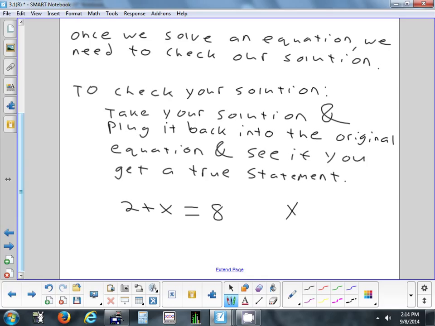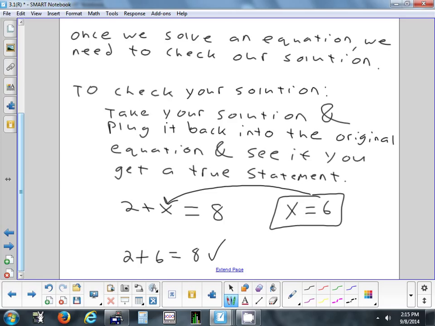And we're going to explain the steps to solve it, but let's say you got this as your answer. The way you check to see if this answer is right, you take what you think your answer is, you plug it back in right there, and you get 2 plus 6, and the question is, does 2 plus 6 equal 8? Yes, it does. So that means 6 is the correct answer to this problem.